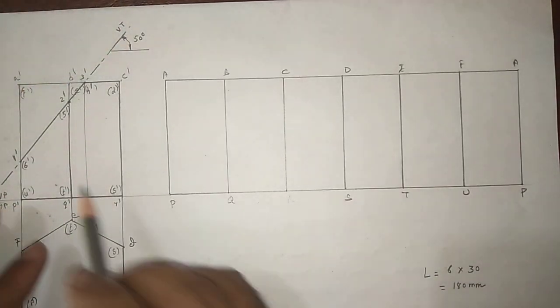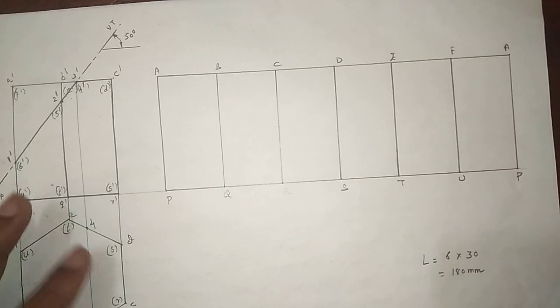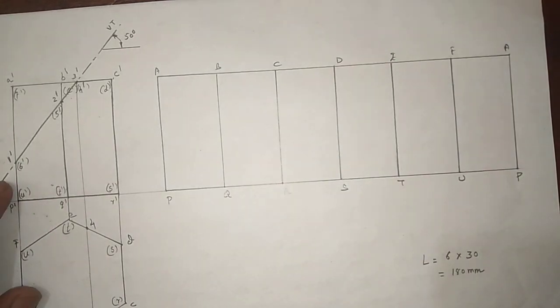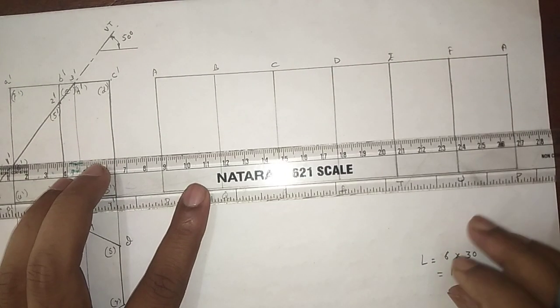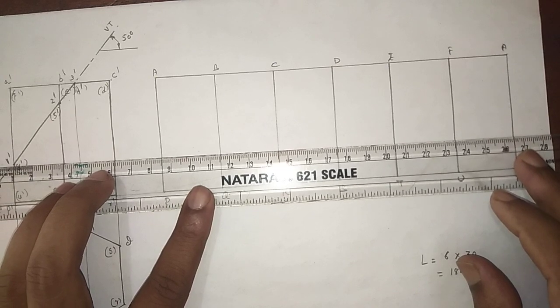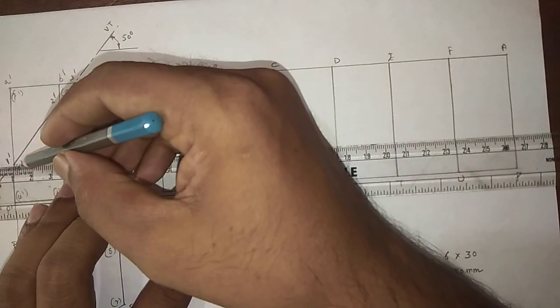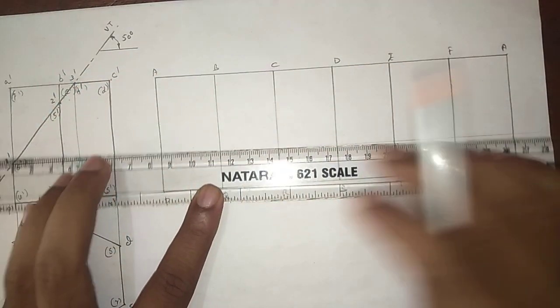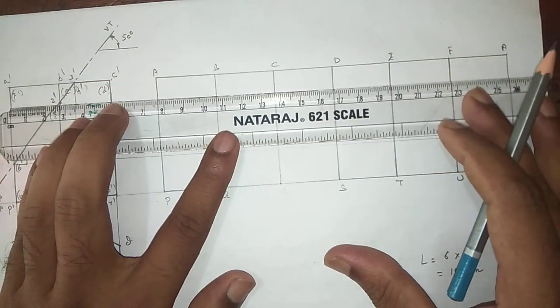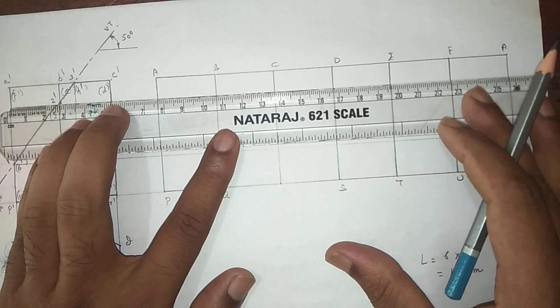And now we are going to mark the sectioning plane portions. From all the sectioning portions, we project the lines to the development surfaces. So from 1, from 2 and 5, from 2 and 5.